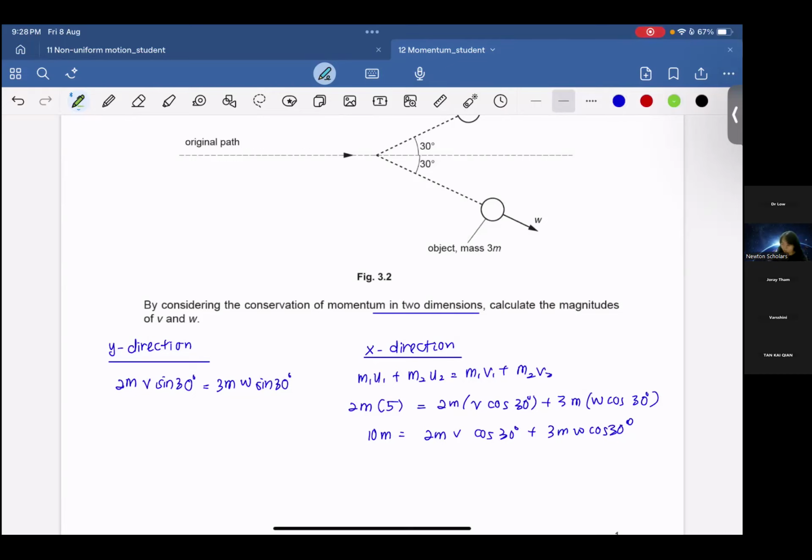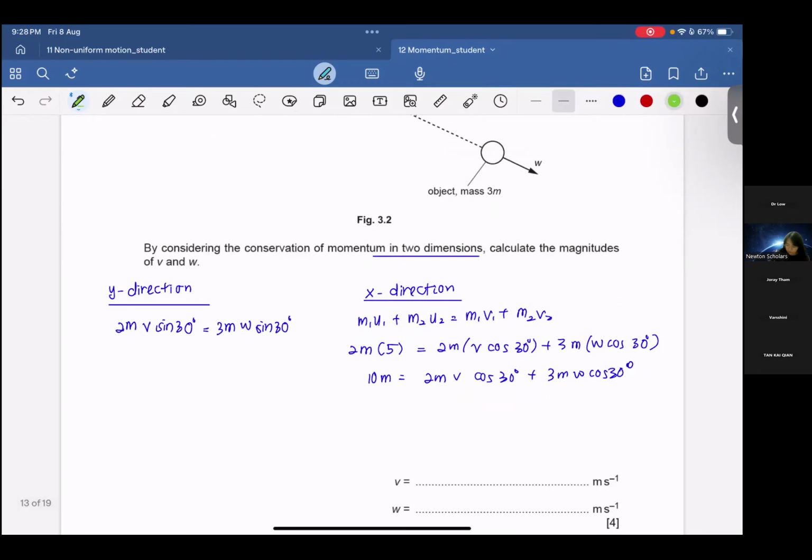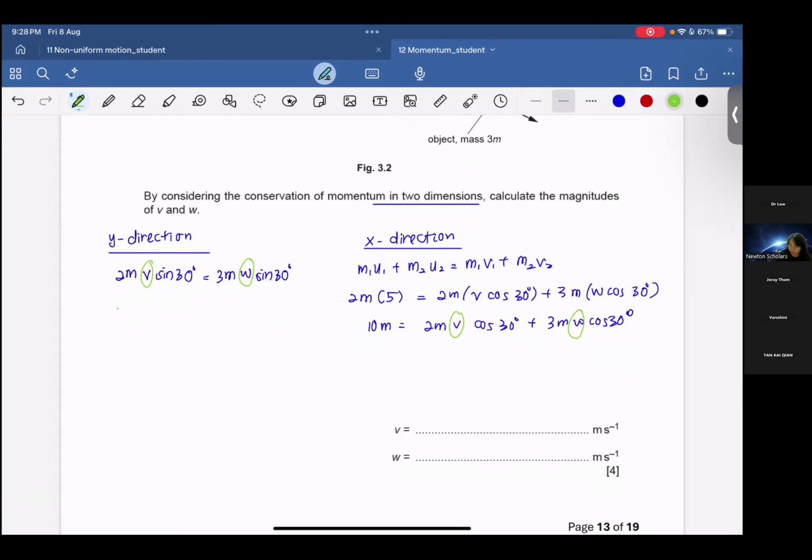Right, for those who cannot solve, here we got two unknowns. Because I directly use the calculator. Okay, that should be fine. So you have to solve by using your mathematics. We can arrange V equals 3m W sin 30 degrees divided by 2m sin 30 degrees. So your V should be 3W divided by 2.